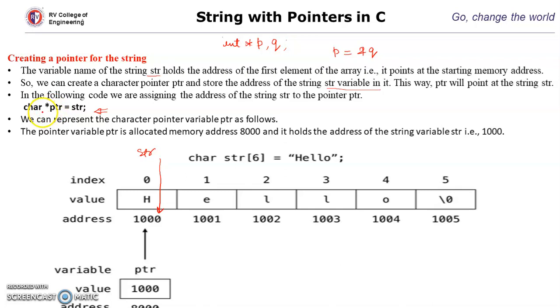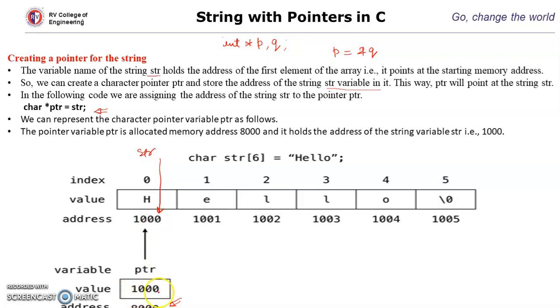Suppose this is ptr, a pointer variable, which will now start pointing to the string variable str. That pointer variable also will have some address. So some address it will have, and then what will be the value here? The value will be this 1000, because it is holding the address of str.